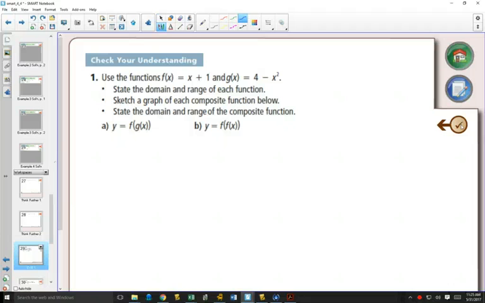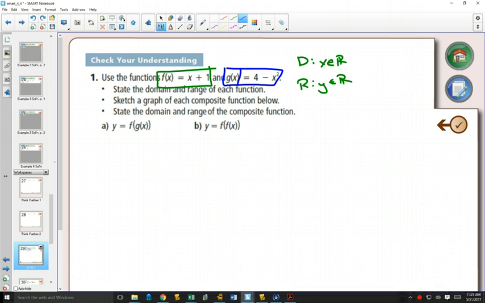So I'm going to put a green box around this one. Over here I'm going to do domain and range. That's just a line, so its domain and range is everything. I'm going to put a blue box around that one. And that's a parabola. The domain of a parabola is everything.